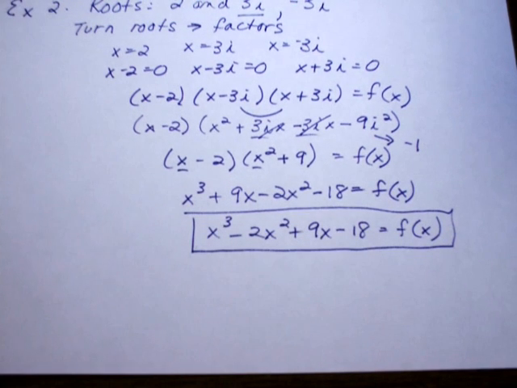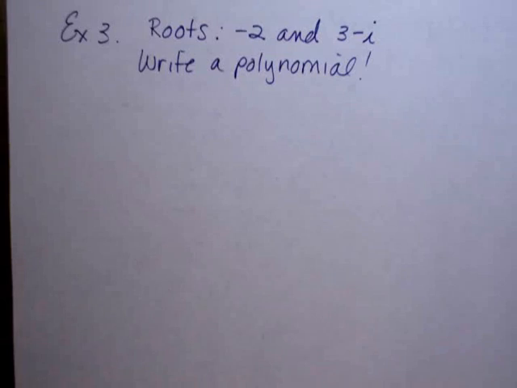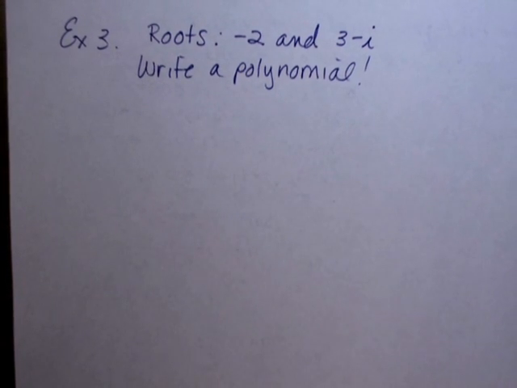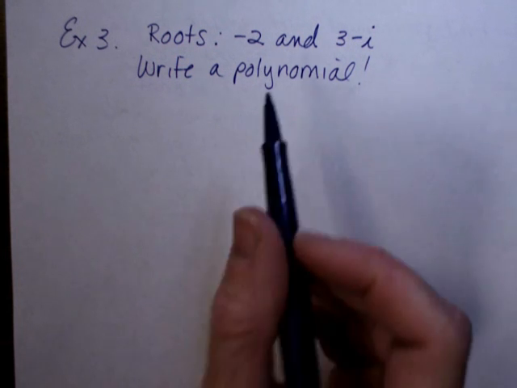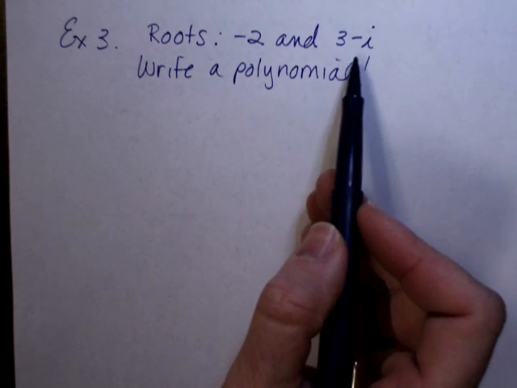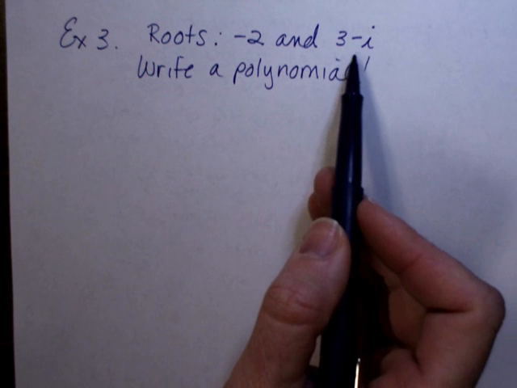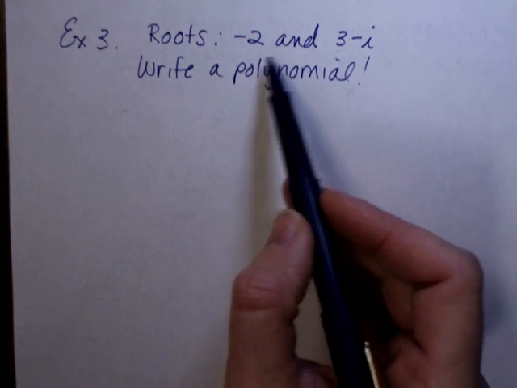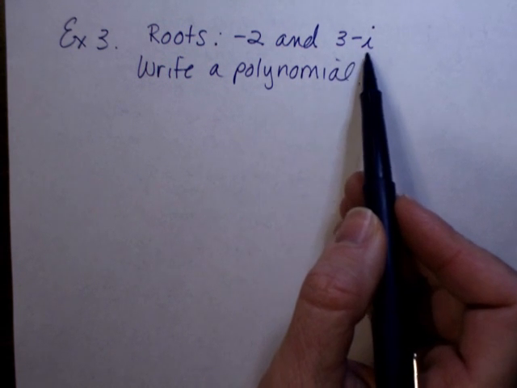And there is our finished polynomial. Okay, on to our third example. This is the last example we're going to do. It's a little more challenging because you'll notice that I've given you as one of your roots a binomial. Previously I've just been giving you constants or imaginary numbers, but now we've got a complex binomial.